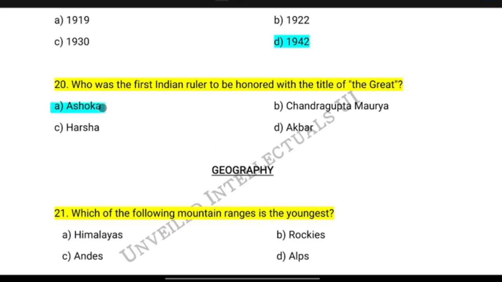Answer. A. Ashoka. Explanation. Ashoka the Great, belonging to the Maurya dynasty, is considered the first Indian ruler to be honored with the title of the Great due to his significant contributions to ancient India's political and social development. Now third section. Geography. 21.